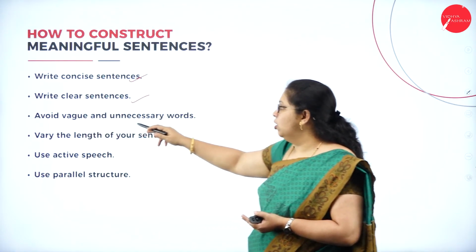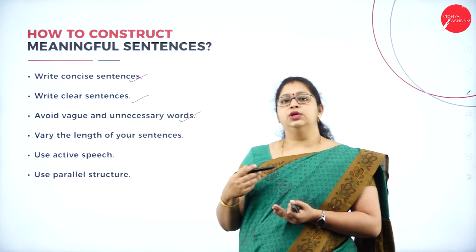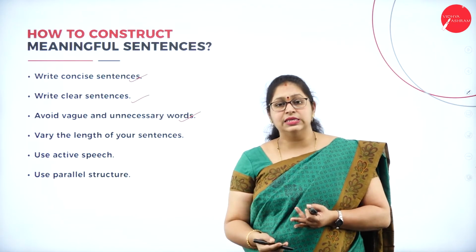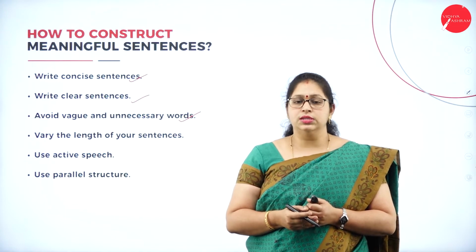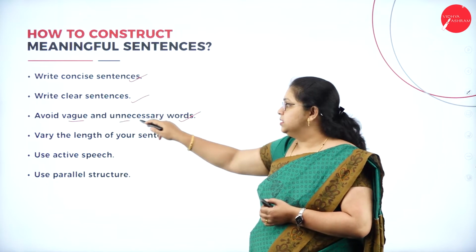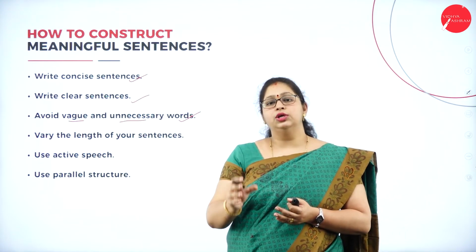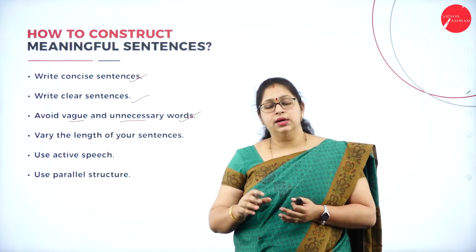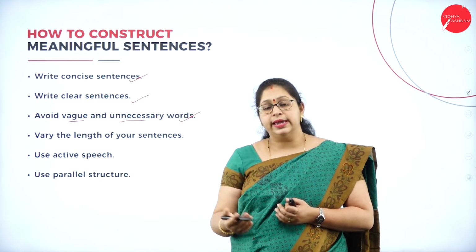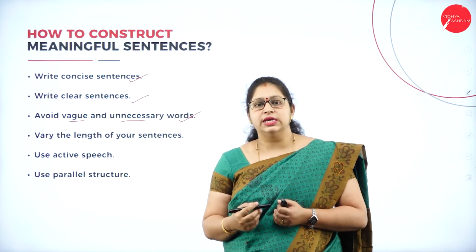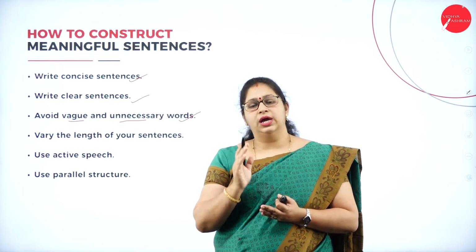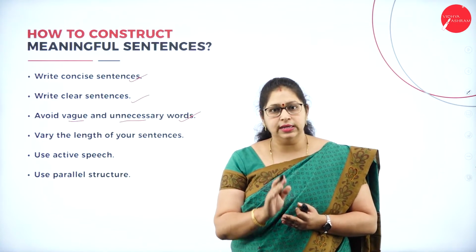Then avoid vague or unnecessary words. Sometimes we use articles or prepositions unwantedly, which are not necessary at all. Unnecessary words are used there. Those should be avoided. That is known as avoid vague and unnecessary words. Most of the times we use articles a and the unnecessarily, and also prepositions where it is not necessary, and we take help of the words such as so, but, and. These should be avoided. You have to be very clear with what you are saying.